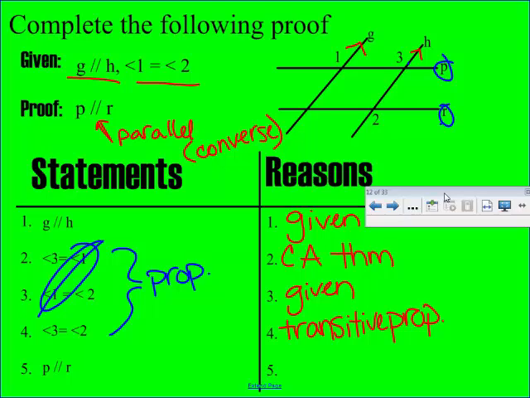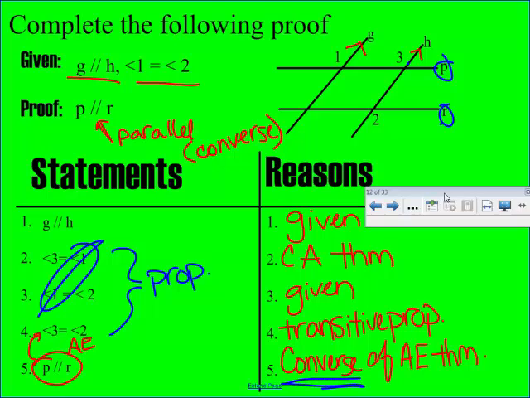It says, once we get from step 4 that 3 is equal to 2, then we can say that P is parallel to R. So, remember, these are alternate exterior, but because we're proving parallel, we can't just say alternate exterior angles. We're going to do the converse of the alternate exterior angle theorem. So whatever angle pair is right before that, alternate interior, corresponding, whatever it is, it's always going to be the converse of that.